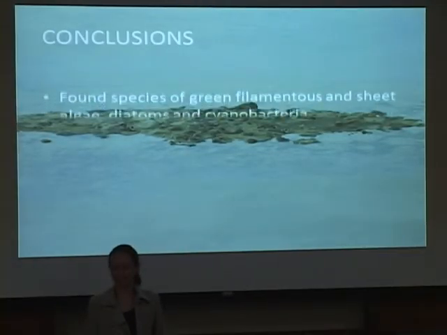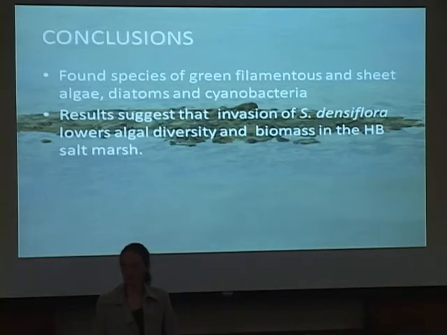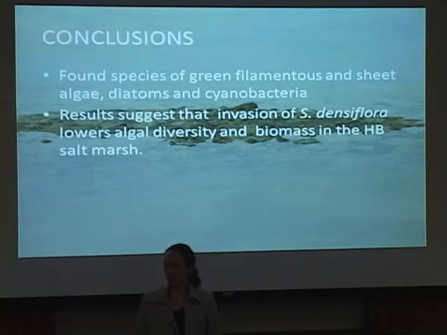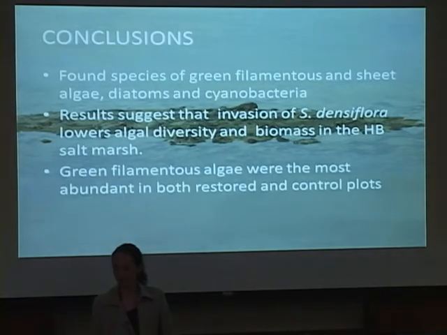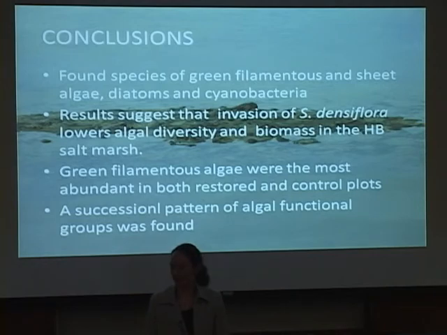So in conclusion, we found species of green filamentous as well as sheet algae, and as well as diatoms and cyanobacteria in these mudflats. Our results suggest that the invasion of Spartina densiflora lowers algal diversity and biomass in the Humboldt Bay salt marsh. We also found that green filamentous algae were the most abundant in both the restored and the control plots. And finally, we found somewhat of a successional pattern with the algal functional groups. The succession was found at the 2 seasonal peaks, and also with the cyanobacteria taking over at that second summer.